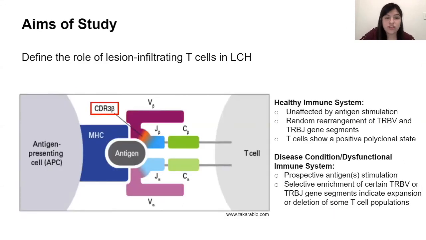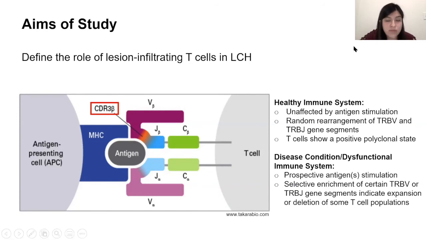Therefore, to better understand the role of these T cells, we performed TCR sequencing and RNA sequencing on a cohort of patients. With TCR sequencing, we hope to be able to determine whether a subset of T cells have undergone clonal expansion, which could be elicited by a particular antigen. So I'd like to review what occurs in T cell receptors in healthy and disease conditions.